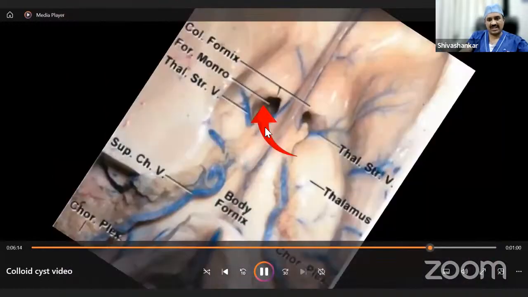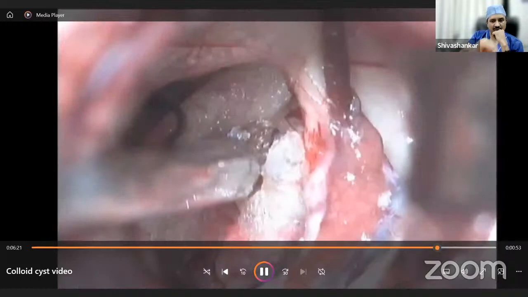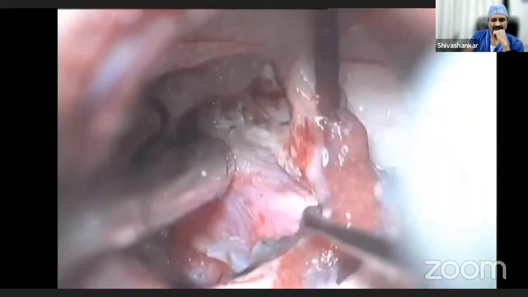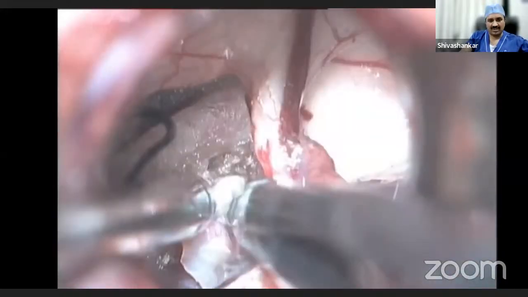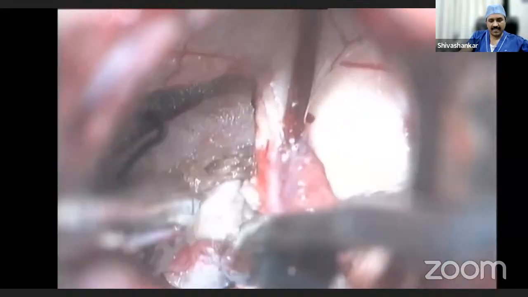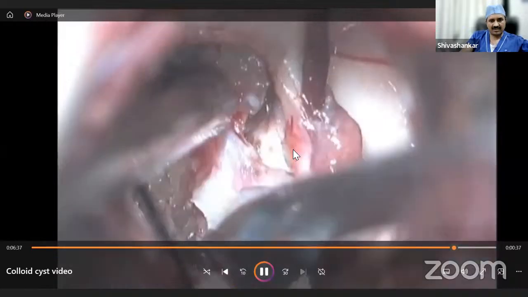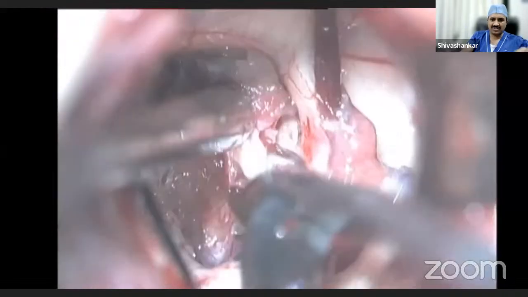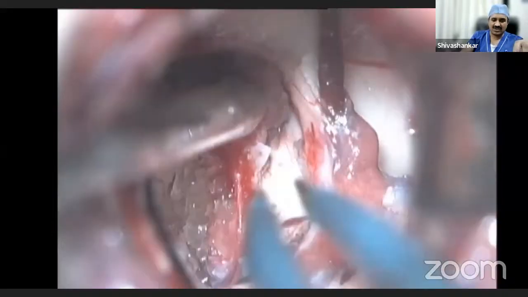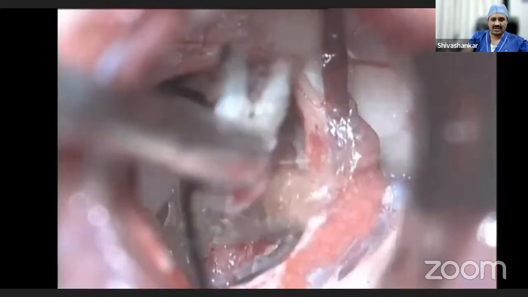And this is what exactly we are seeing in this video. This is across the septum. And this part was quite adherent to the ipsilateral fornix and even the vein there. And gradually we are coagulating and cutting and taking out the cyst wall completely. Yes, the cyst wall is completely taken out, and there was a very small remnant of the wall which was tightly attached to the fornix there. I could not take it out, so that very small remnant has been coagulated.